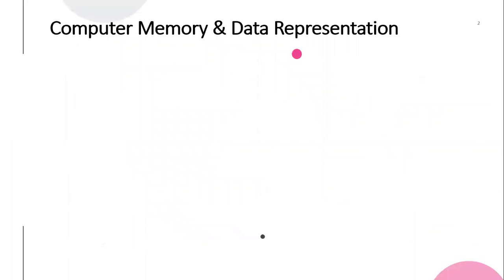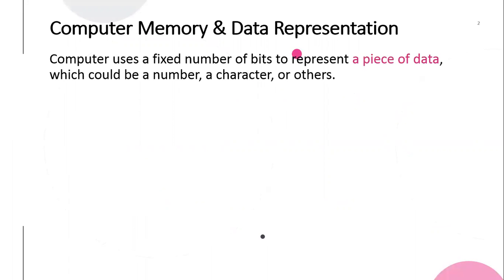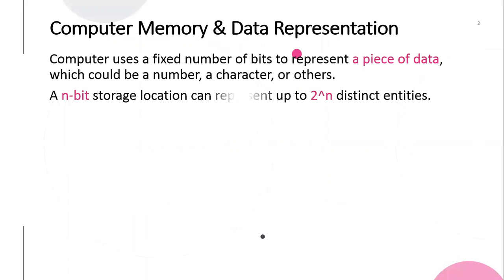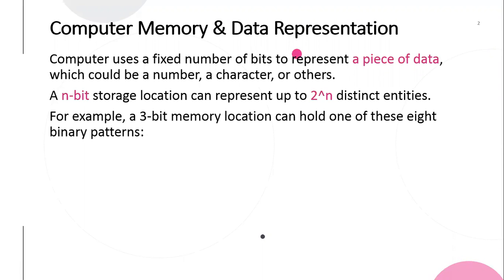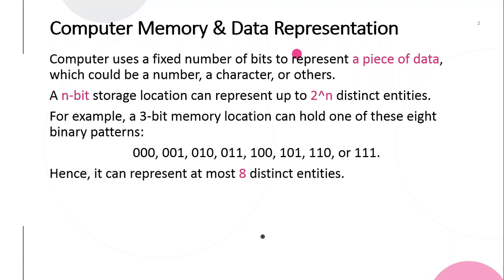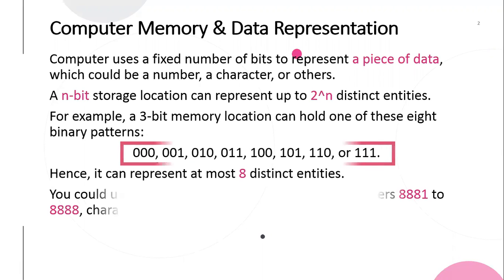First of all, we're going to talk about computer memory and data representation. A computer uses a fixed number of bits to represent a piece of data, which could be a number, a character, or other. An n-bit storage location can represent up to 2^n distinct entities. For example, a 3-bit memory location can hold one of these 8 binary patterns. Hence, it can represent at most 8 distinct entities.